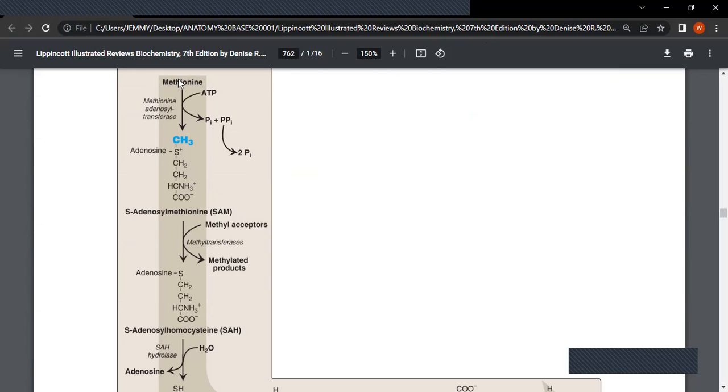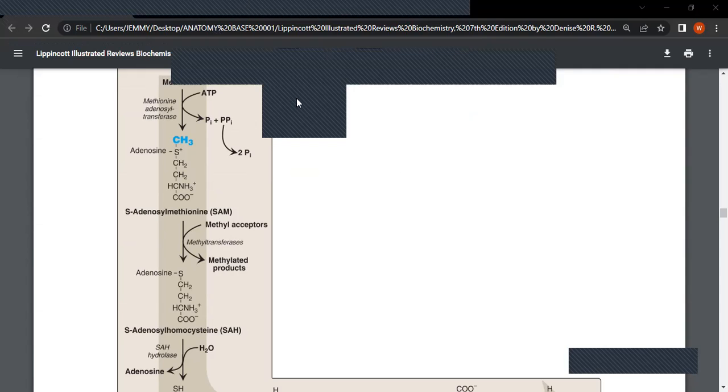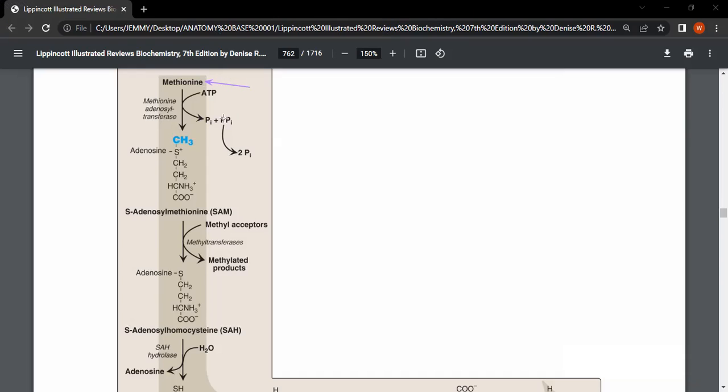Here, you start with methionine. You want to obtain S-adenosyl methionine from methionine, so you simply add an adenosyl group. This is your methionine here. You add in ATP. Remember, ATP will come with an adenosyl group and three phosphates. So you simply remove the 3 phosphates and add the adenosyl group to the methionine.